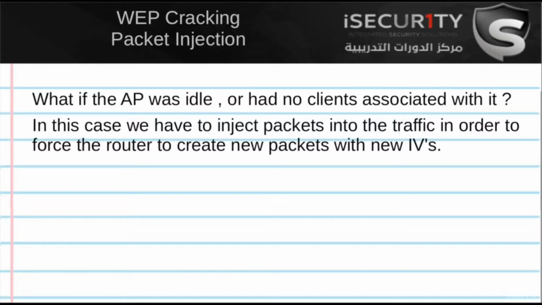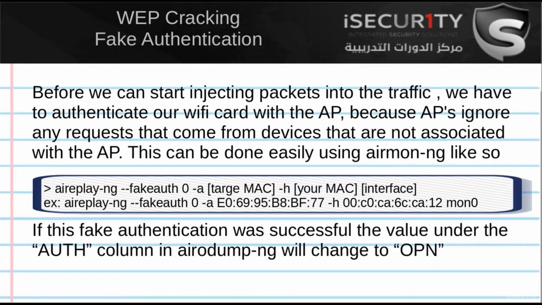So what we can do is inject packets into the traffic. When we inject packets into the traffic, we can force the AP to create new packets with new IVs in them. We capture that IV and we do that again. That's basically what we're gonna do. But before we can inject packets into the air, we have to authenticate our device with the target access point.